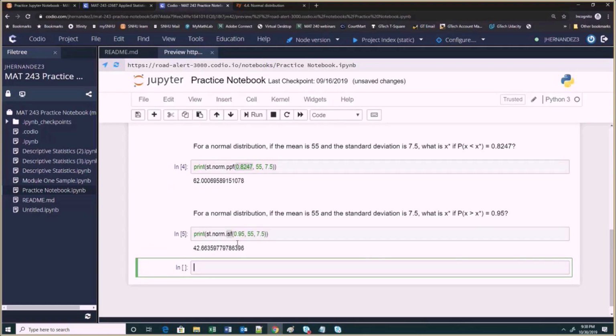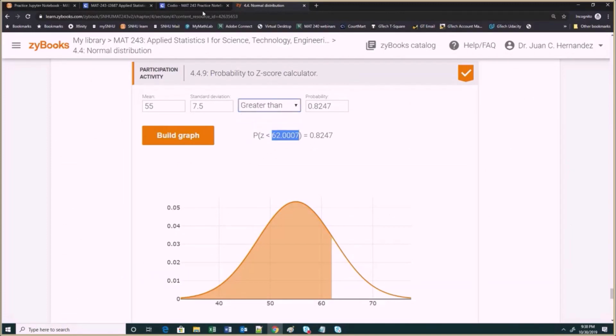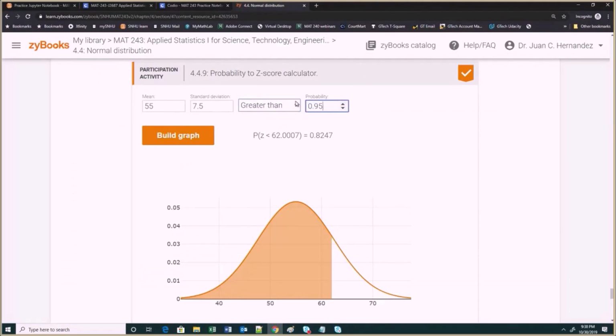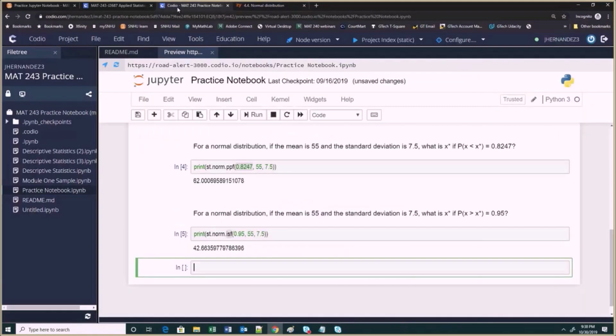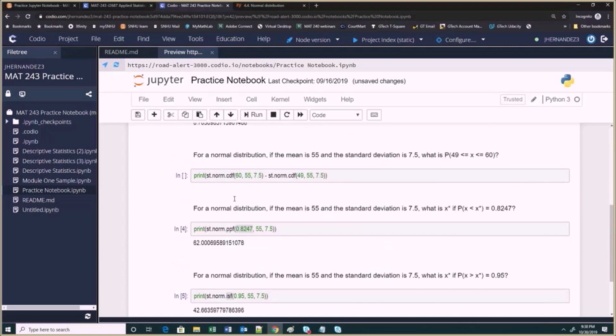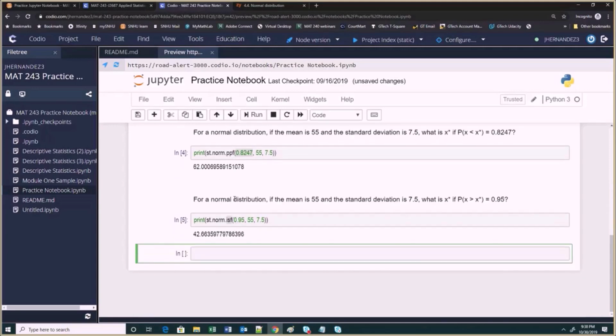And this is the answer I expect if I change this to greater than sign and I use probability of 0.95 here. And notice that this is the area that gets highlighted, and the critical score is 42.66. So to summarize, these are the functions that you should remember for calculations involving probability and the critical values when a normal distribution is given. This is something that you will be tested on in the quiz as well.